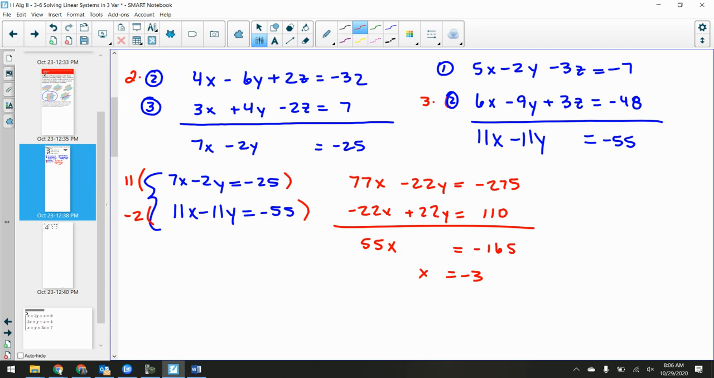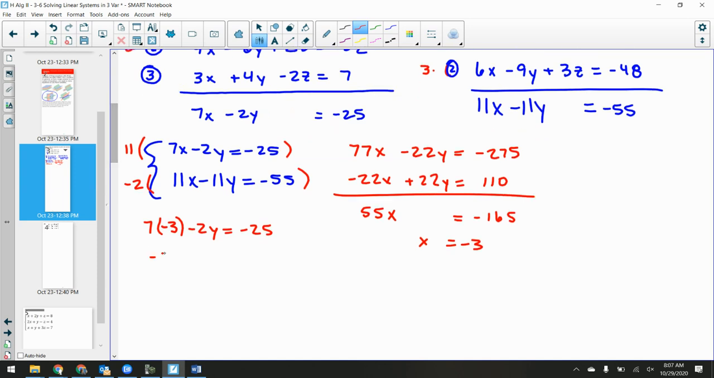Okay, that means I can plug in negative 3 into one of my two equations. Doesn't matter, let's go to the top. 7 times negative 3 minus 2y is negative 25. Multiply the 7 and the negative 3 together. Negative 21 minus 2y is negative 25. I add the 21 over to the other side. Negative 2y is negative 4. So y is positive 2. Okay, we got 2 coordinates. We just need to find the third one.